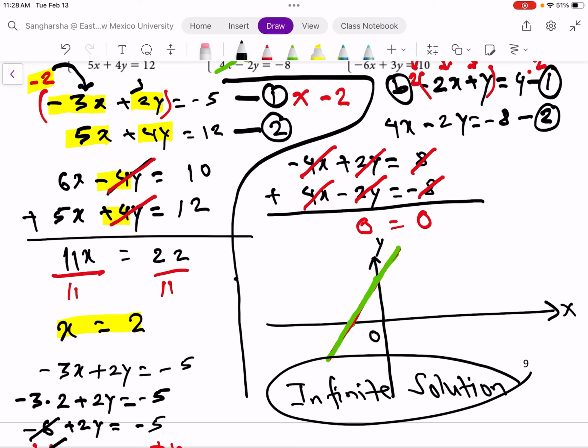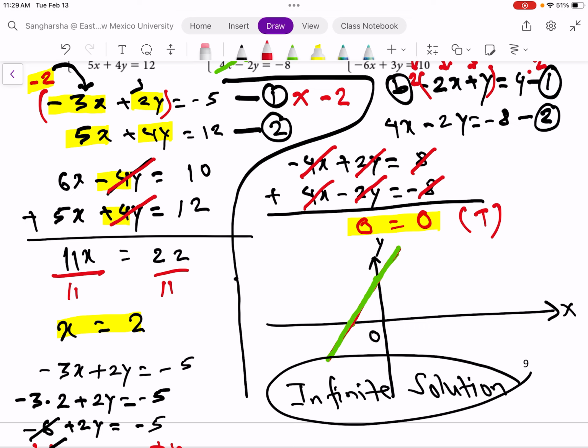So if you get a true statement when you solve, something like 0 equals 0, or 5 equals 5, then you have infinite solutions here. So this is true here, so it means we get infinite solutions.